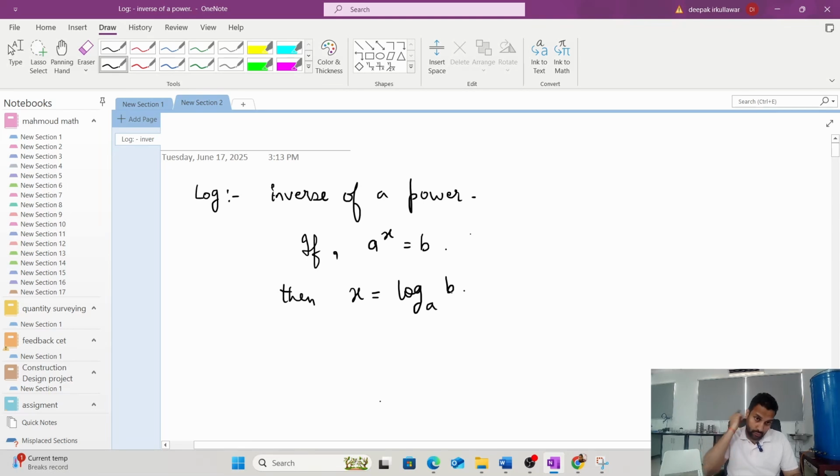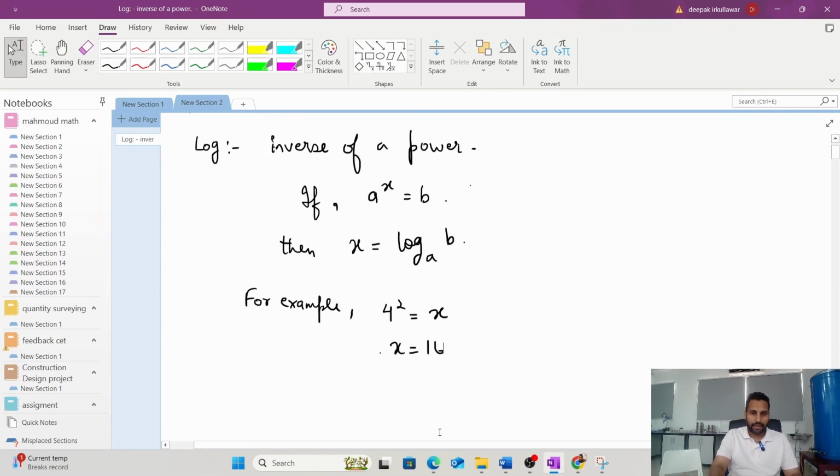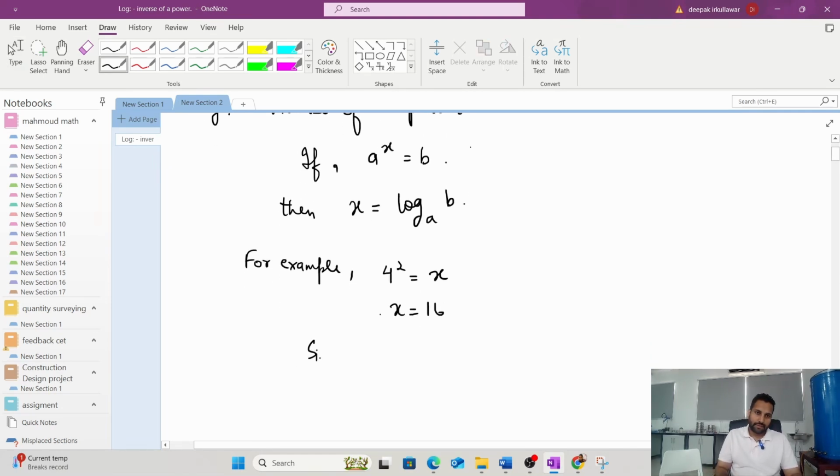To explain this with an example, for example, 4 squared. We know what 4 squared is, right? So 4 squared is equal to x, so we have x is equal to 16. Similarly, we can write x squared is equal to 16, so x is equal to 4.